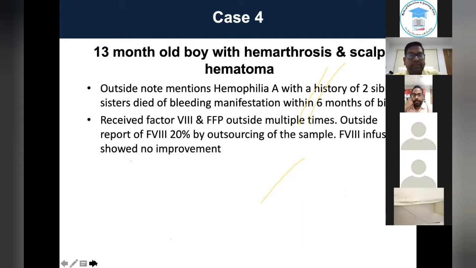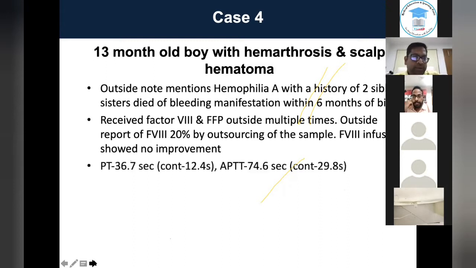So the patient actually received factor 8 and FFP outside multiple times, and the outside report of factor 8 was 20%, by outsourcing the sample to somewhere beyond Odisha state, and factor 8 infusion actually did not show any improvement.